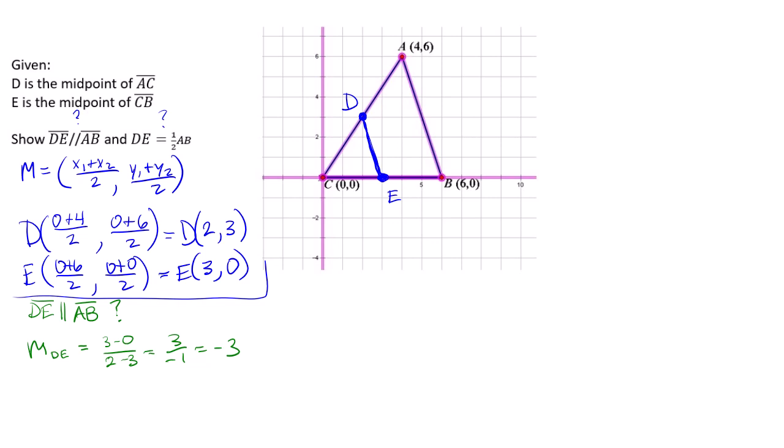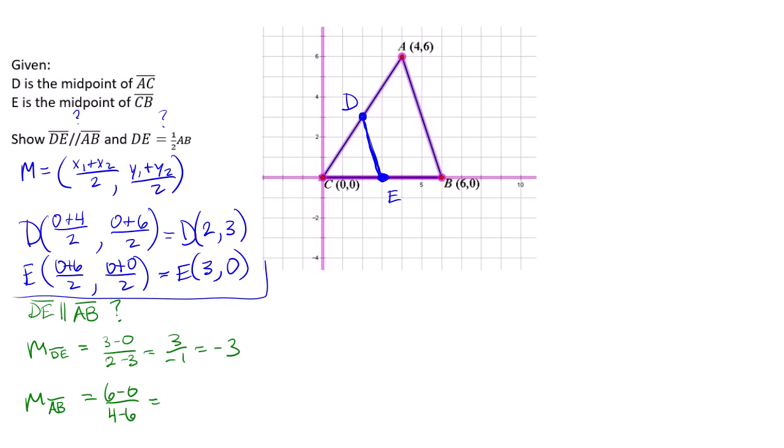All right, so now we're going to find the slope of AB, segment AB. And so we want to do the same thing, except we'll call these our 2's and these our 1's. All right, and so y2 minus y1 would be 6 minus 0. And then in the denominator, we'll do x2 minus x1, so it'll be 4 minus 6.